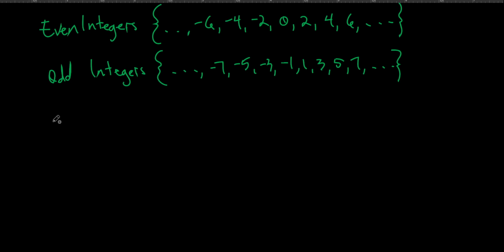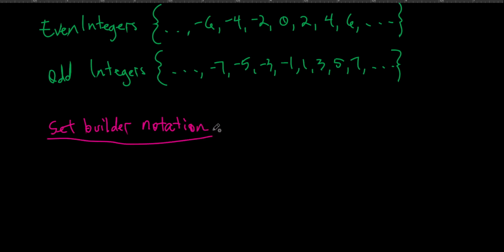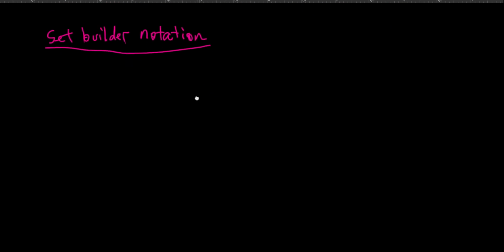But let's write it down. This is what the book calls it. I've never heard it called this before, but the set builder notation. That's what it's called. I doubt I'll ever refer to it again. I've never heard anybody call it that before. But in the book they do. They call it this. So here it is.